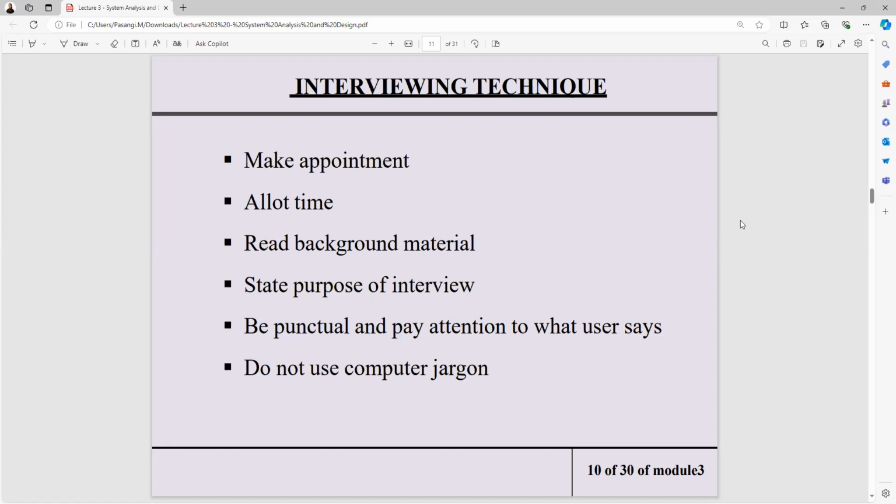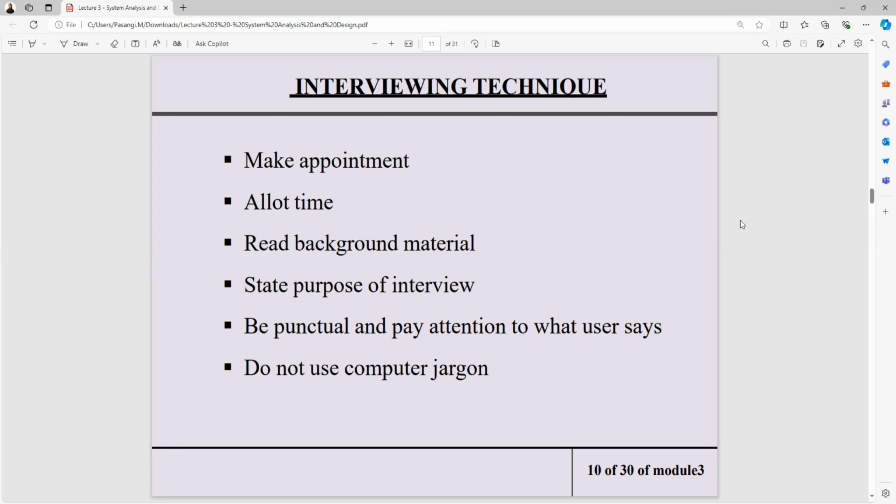And also then we can allocate the time, and before conducting the interview, you can read the entire background materials as well. So then we can state the purpose of the interview to the interviewee, so that he or she can clearly understand what would be the entire purpose of this interview. So he or she can get a clear idea about that, and then be punctual and pay attention to what the user says as well.